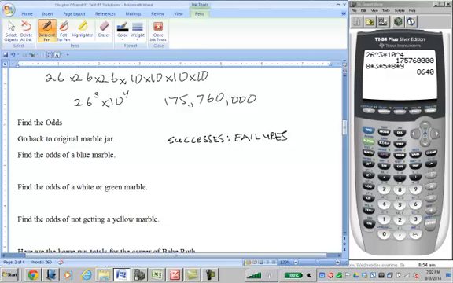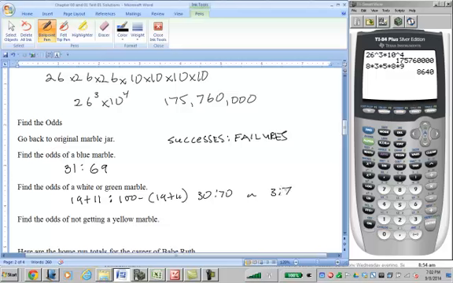Odds of a white or green. Okay, white or green is 19 plus 11 to 100 minus 19 plus 11, which is 30 to 70, or 3 to 7. Not getting a yellow marble. Okay, how many are not yellow? 88. So there's 88 successes, 12 failures. And that reduces to 22 to 3.